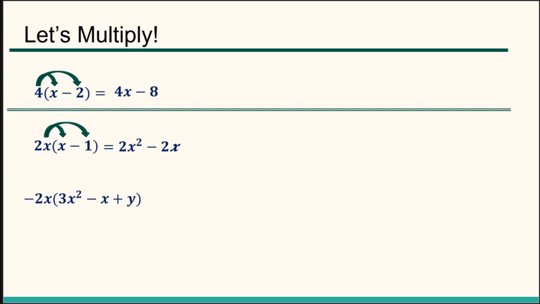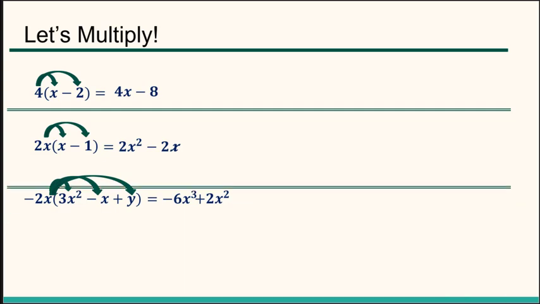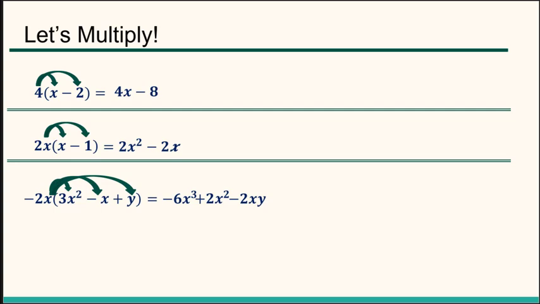Next up, we've got minus 2x times the quantity 3x squared minus x plus y. Yikes! That means I've got to distribute that minus 2x to all of those guys. Let's take this one bite at a time. So we're going to say minus 2x times the 3x squared. That's going to be minus 6x cubed. Then the minus 2x times the minus x, that's plus 2x squared. Last up, minus 2x times y, that is minus 2xy.